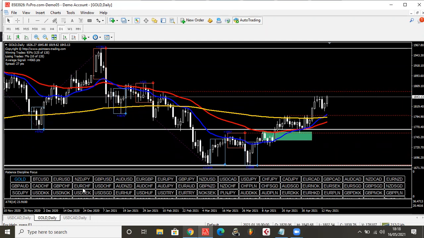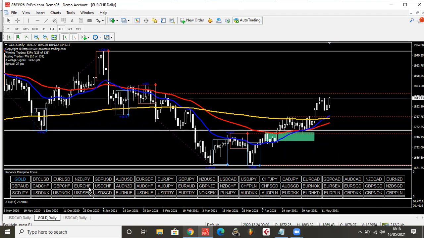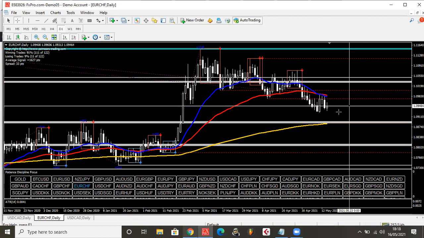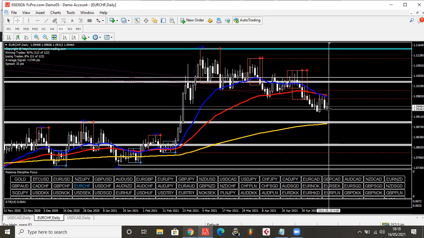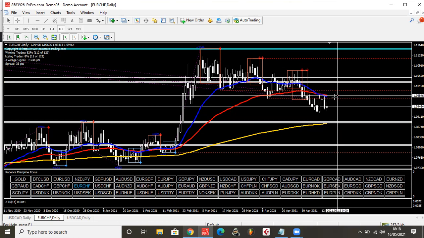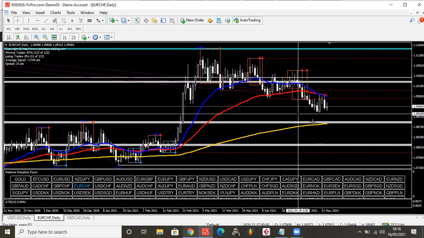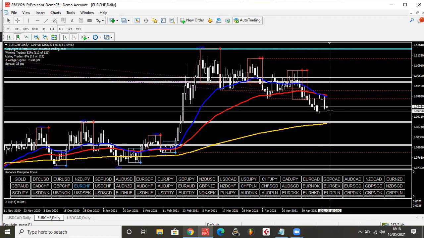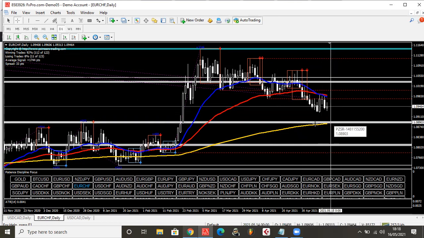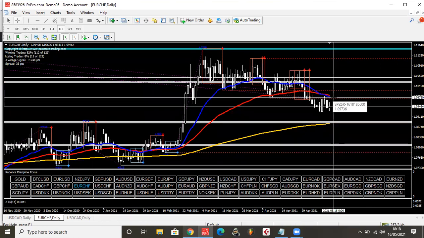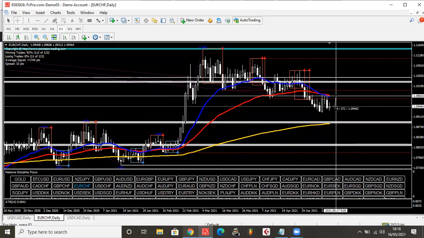So let's quickly look for the Euro CHF right here. So that's it right there. Now with the Euro CHF, all we can see is it's saying that Euro is going to have some strength on Monday. But what I'm looking at right here, I'm seeing prices most likely going to pull down here. Prices most likely going to get to the 200 moving average right here. And from here to here is only 37 pips.